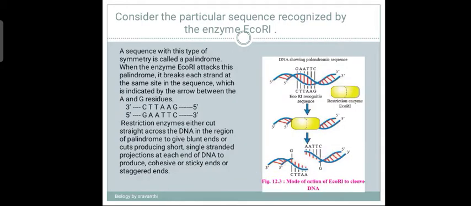Next, let us take an example. In the figure shown here, you can see a double stranded DNA with the sequence GAATTC, and on the opposite strand you can see CTTAAG. This is when you see the sequence in the 3 prime to 5 prime and 5 prime to 3 prime directions.